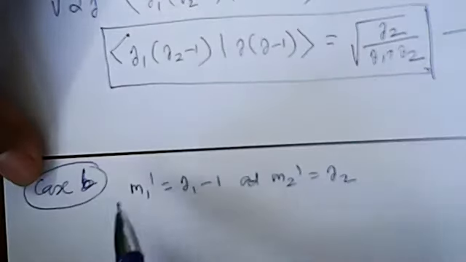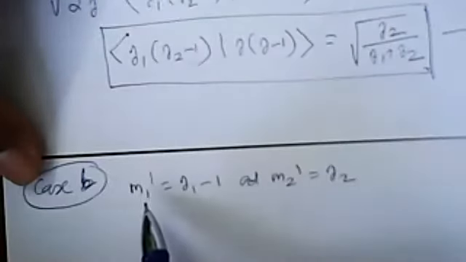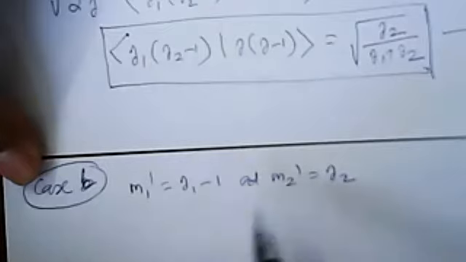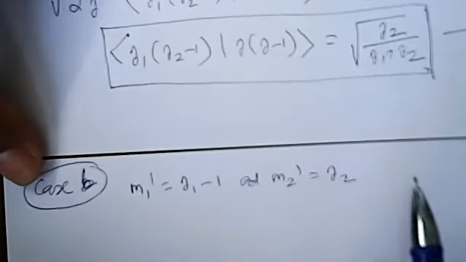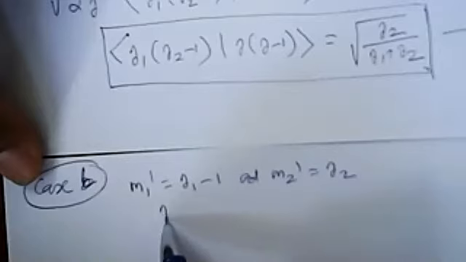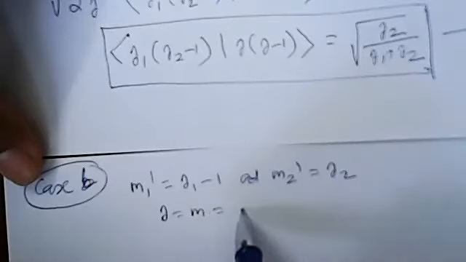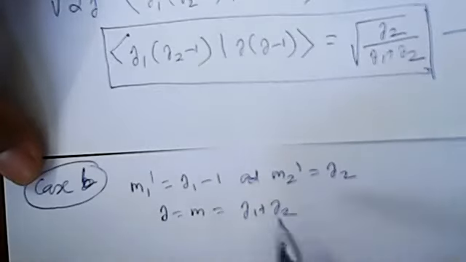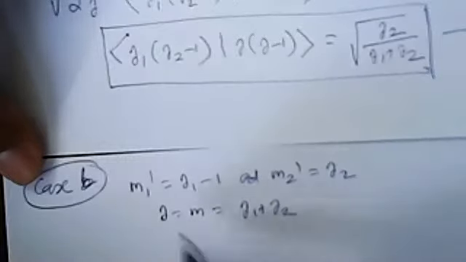Next case, we are going to discuss case B, where m1 dash equals j1 minus 1 and m2 dash equals j2. Again, you can put j equal to m equal to j1 plus j2. It will be clear why we are putting it like this soon, when I discuss some topics just after this. So again put j1 plus j2 equal to m equal to j.